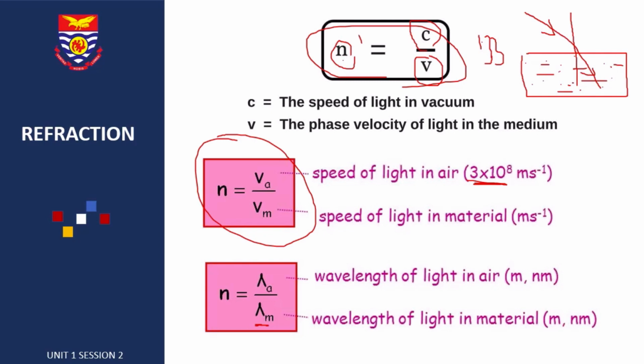So we have 1.33 here. You have c to be 3 times 10 raised to the power 8 here. You just make v the subject, then you find the speed of light in this water. It can be a glass block, it can be any medium at all.